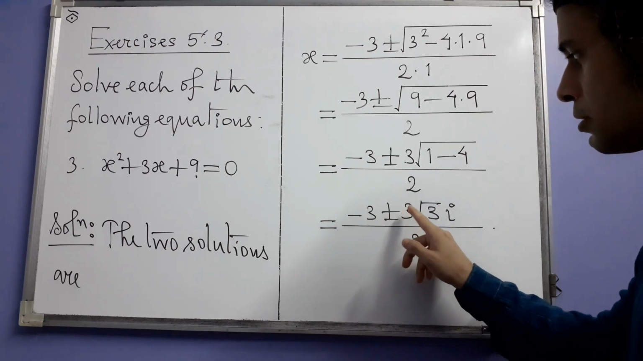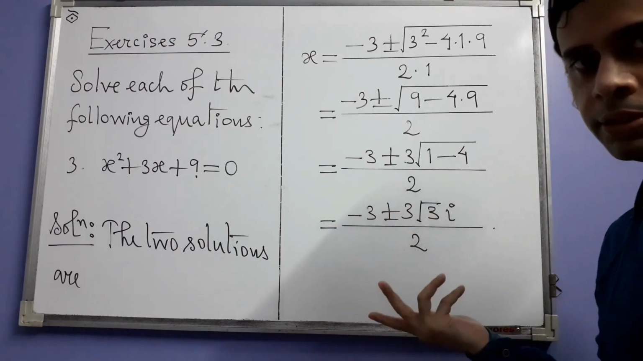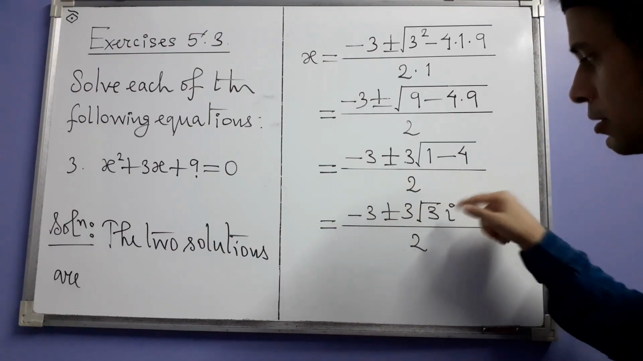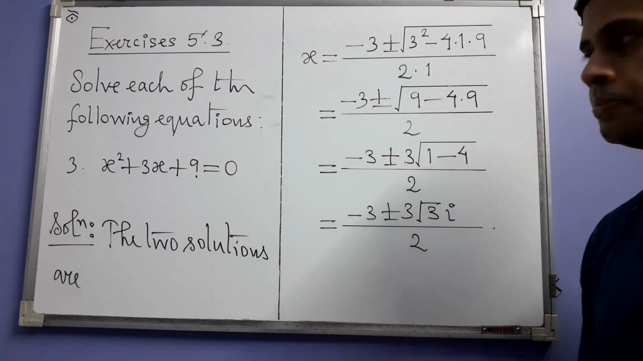So that way these are the two roots of our equation. Minus 3 plus root 3 times 3, or 3 times root 3i, whole divided by 2, and minus 3 root 3i divided by 2. Let us next see 4.